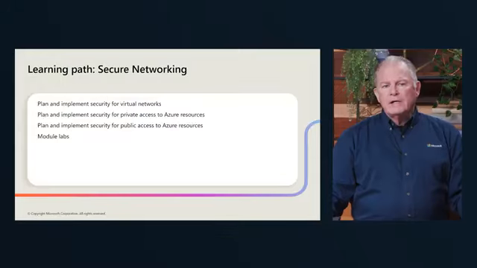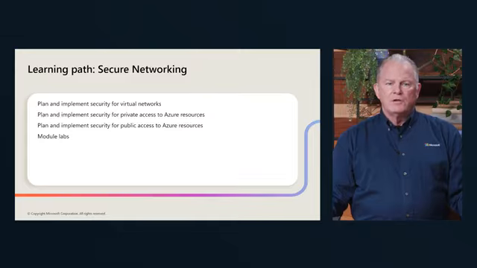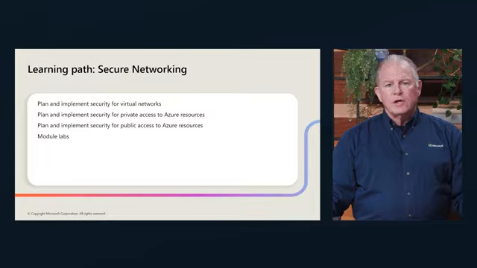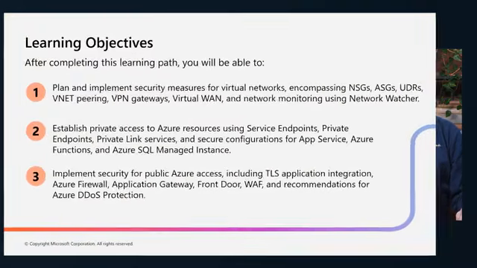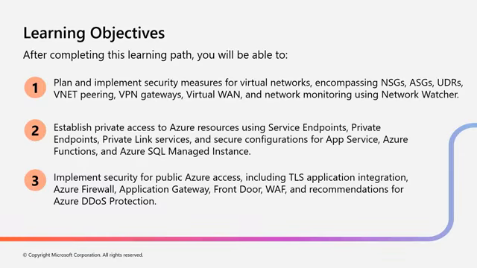In this learning path, we're going to take a look at three specific modules where we're going to take a look at implementing security for virtual networks. We're then going to take a look at private access to Azure resources, and then looking at public access to those same Azure resources.